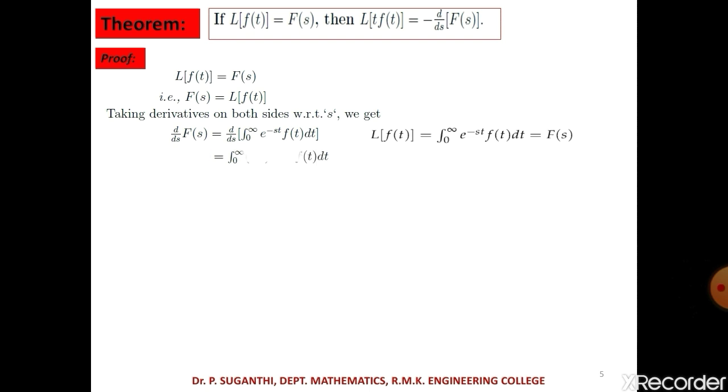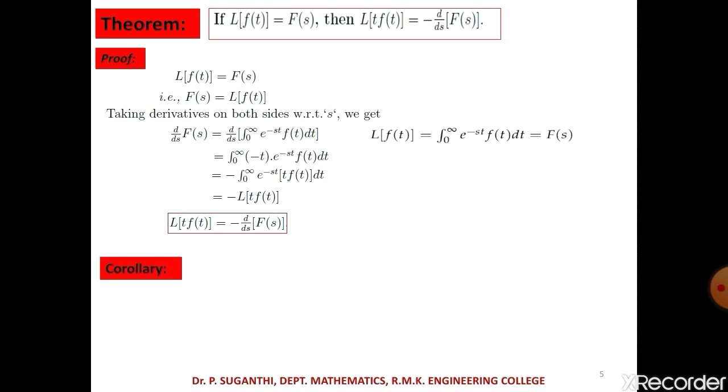Now differentiating with respect to s the function e power minus st, we are getting minus t into e power minus st. Therefore, by taking minus outside and rewriting the function, we are getting minus integral 0 to infinity e power minus st f of t into t dt. So this can be written as minus L of t into f of t.